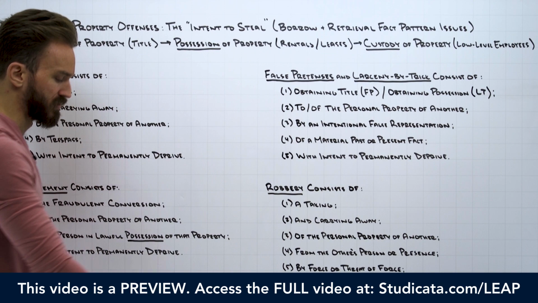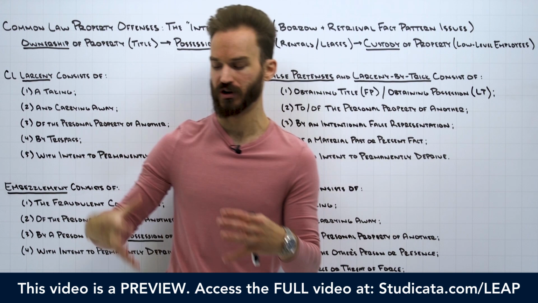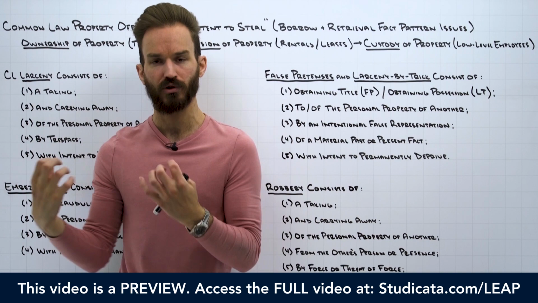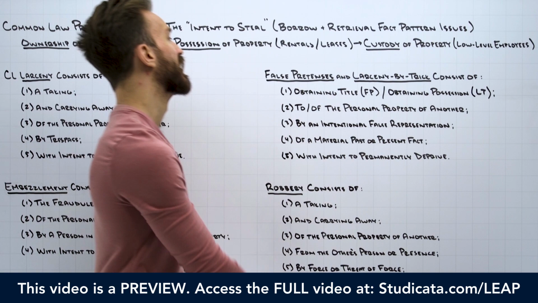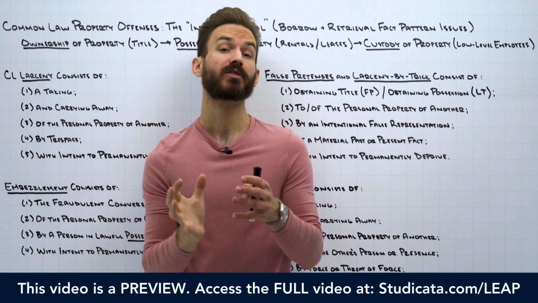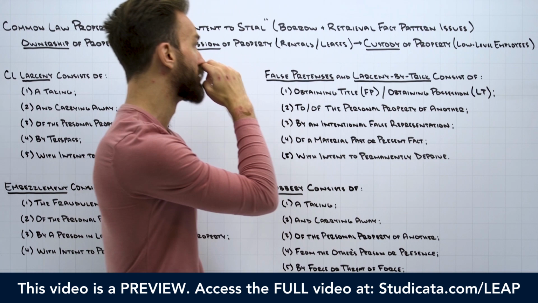One final note to make is low-level employees. Right? So, when a company, a corporation, an employer directly gives property to an employee in the scope of the employer-employee relationship, right? That low-level employee only has custody of the property, not lawful possession of the property. This is really important to remember. Right, low-level employees that are directly given property by their employer within the employer-employee relationship, within the scope of that relationship, we say those low-level employees only have custody of the property, not possession of the property, right?